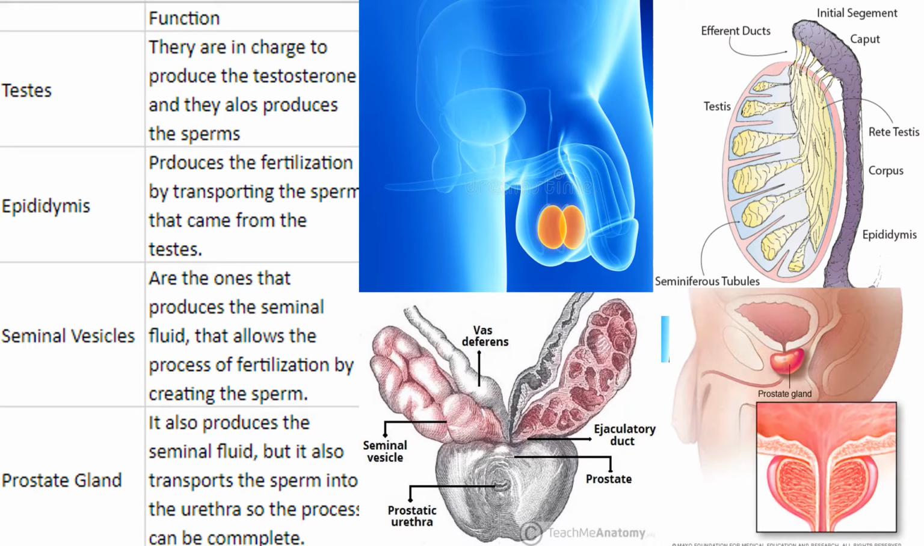Seminal vesicles. These vesicles are the ones that allow the fertilization because they produce a fluid that nourishes the sperm. And to end, the prostate gland also produces seminal fluid, but it also transports the sperm into the urethra, so it propels the sperm by the process of ejaculation.